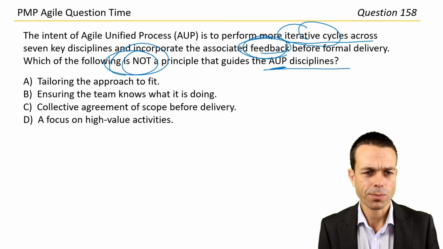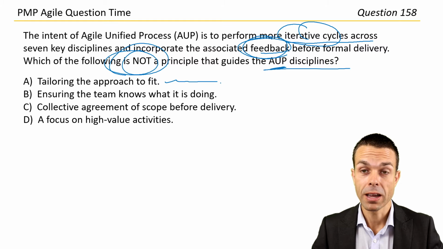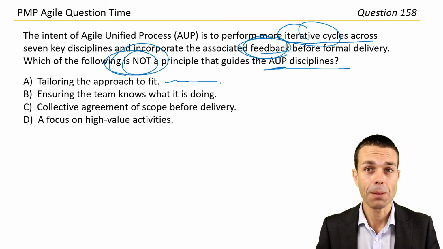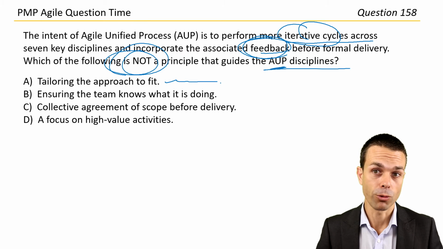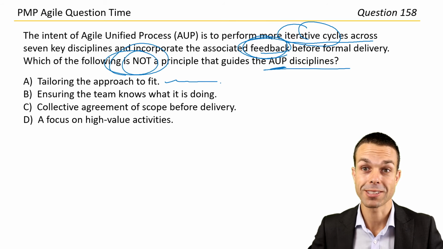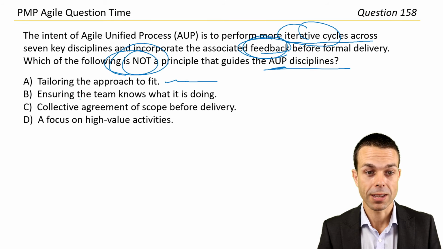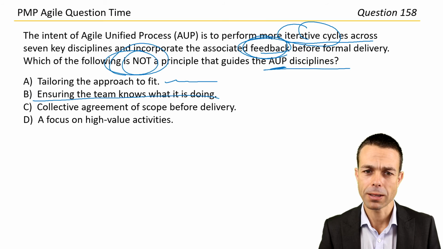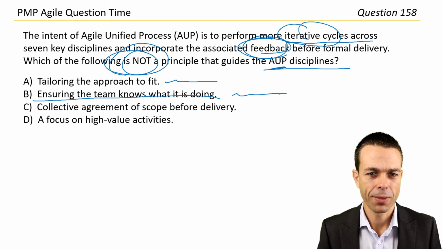Let's have a look. Tailoring the approach to fit. Okay, definitely a maybe for that one. And for your PMP, we want to tailor our approach all the time because every approach will not fit. So we might need a little bit of agile, we might need a little bit of waterfall, depending on the risk factors or the changeability of the project itself. So very important, we will need to tailor in our project. Ensuring the team knows what it is doing. Yes, probably very important. Not really an agile process specifically, but give that a maybe as well.